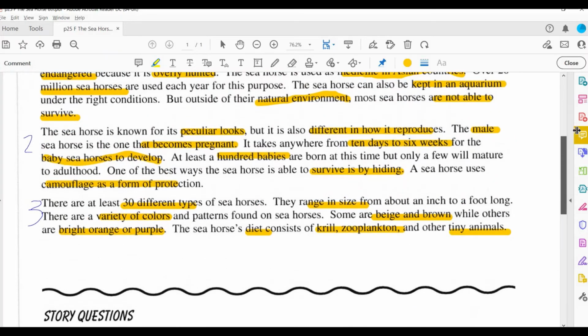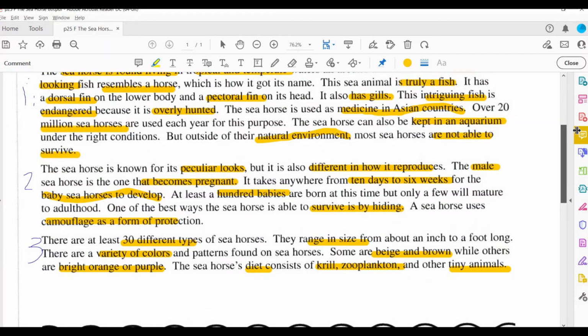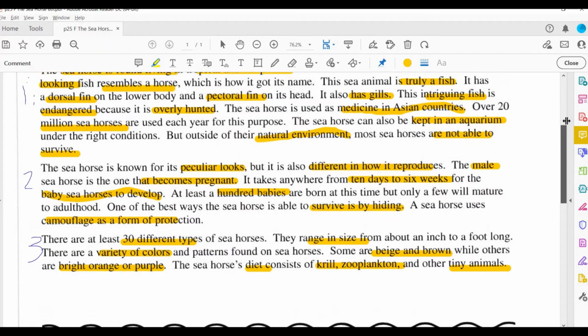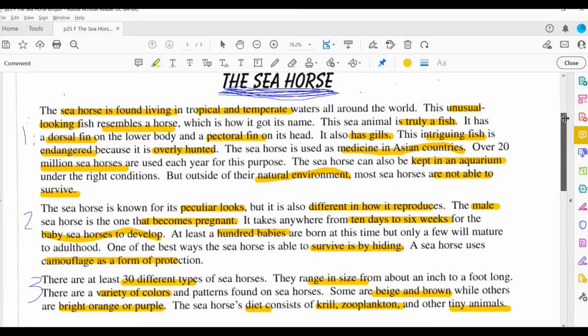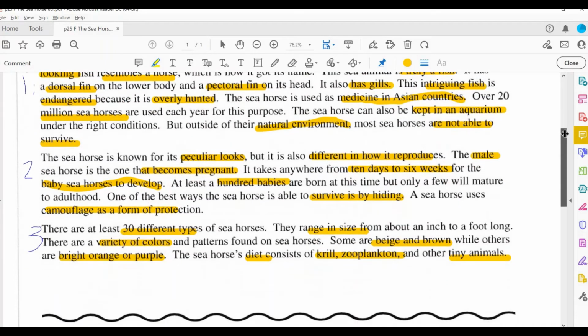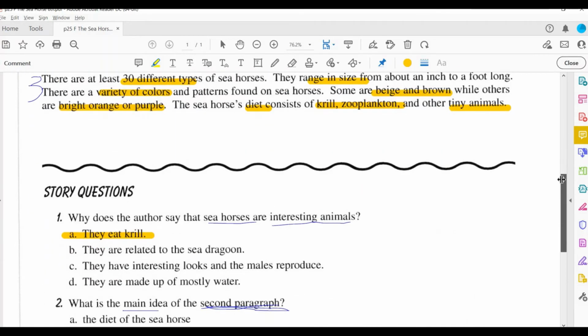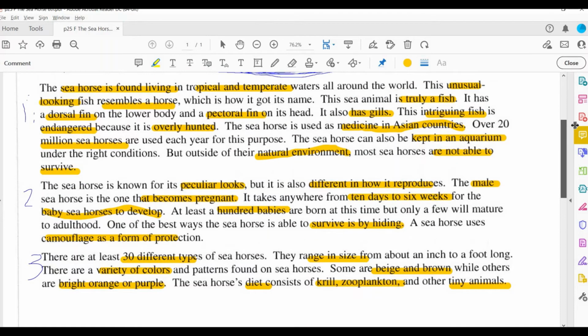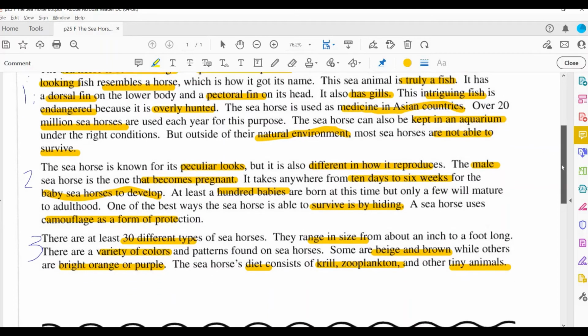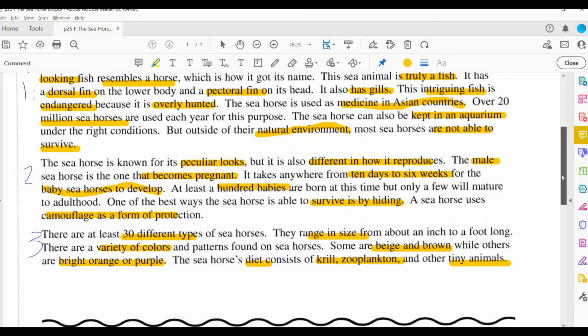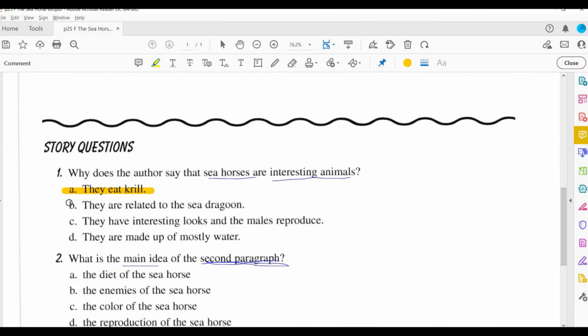Let's get rid of one more. We want to get rid of at least 2 trick answers for each question. So let's get rid of one more. Which one would make the most sense to get rid of? Did it mention anything about it being related to the sea dragon? I didn't see anything about it being related to a sea dragon. So let's get that one out of the way. We didn't see that. That's a trick.